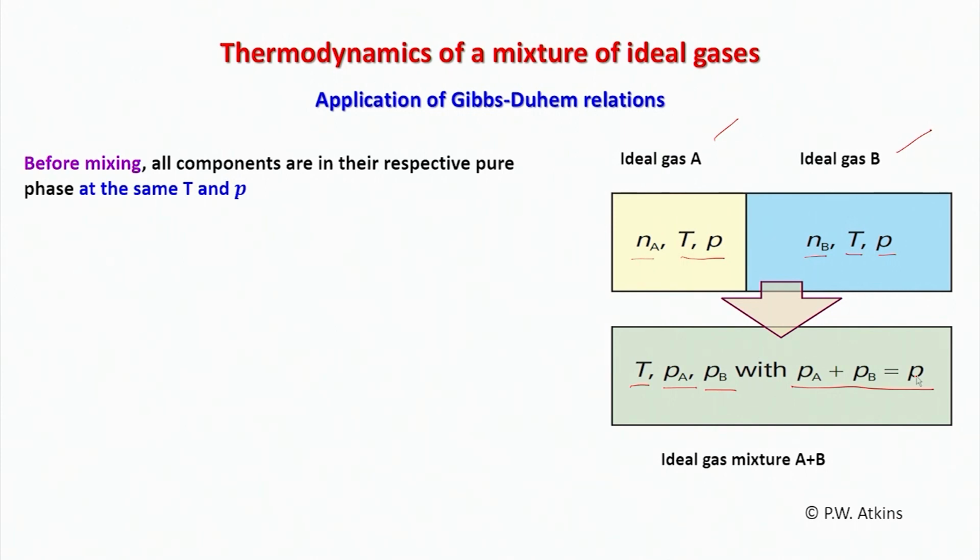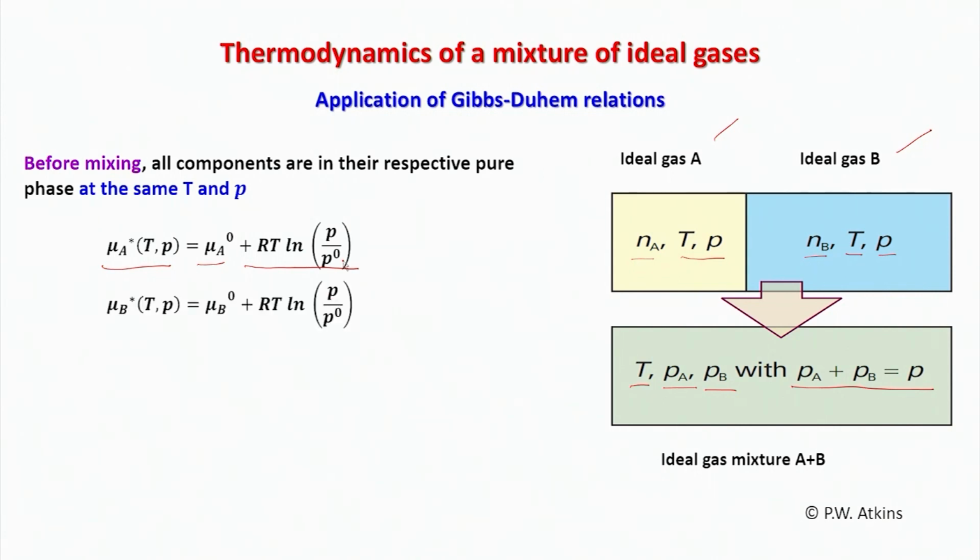Now, before mixing, I would like to emphasize that all the components are in their respective pure phases at the same temperature and pressure. Therefore, for the ideal gas A in its pure phase, I could write down that mu A star is equal to mu A naught at the temperature T plus RT ln P by P naught. Similarly, for B in its pure phase, mu B star would be equal to mu B naught at temperature T plus RT ln P by P naught.